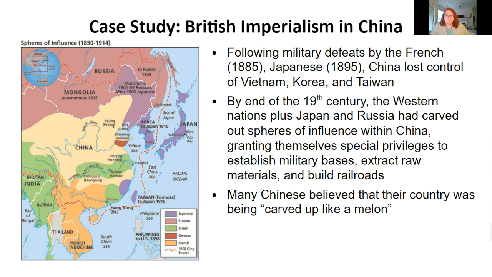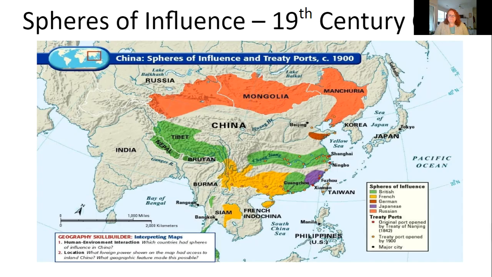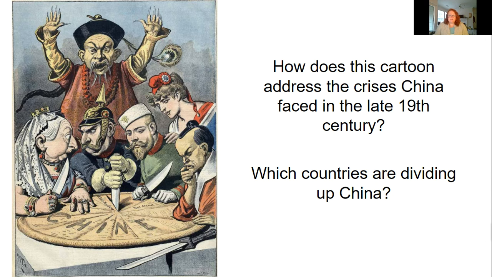And many Chinese people believed that their country was being carved up like a melon. You remember back in Africa, when Africa was being carved up like a pie, well, that was now happening in China. So when I talk about spheres of influence, what I'm talking about are just basically these areas that you have control over, that you can influence. And by you, I mean, countries in this case. It would be the British, the French, the German, the Japanese, and the Russian, right? They're the ones controlling these territories, and they're the ones that have the influence in what happens.